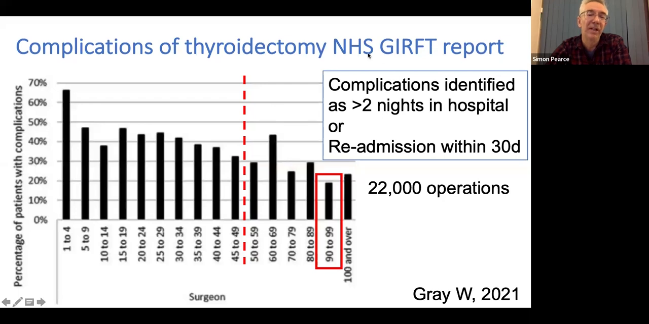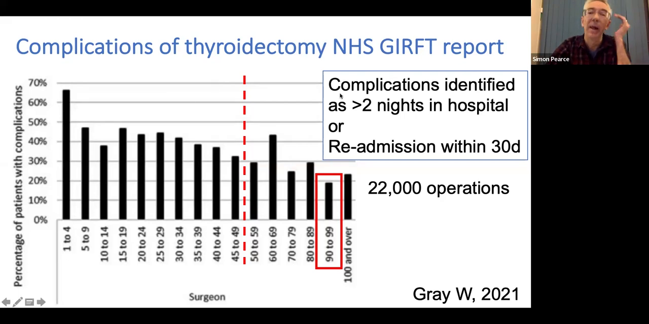So GIRFT is an NHS program called Getting It Right First Time, which means people should see the right doctor at the right time for the right operation or the right treatment, getting it right first time. So this shows all the thyroid surgeons, I think in England and Wales, and how many operations they perform versus the complication rate. So most people should be discharged after 1 or 2 days of a thyroidectomy.